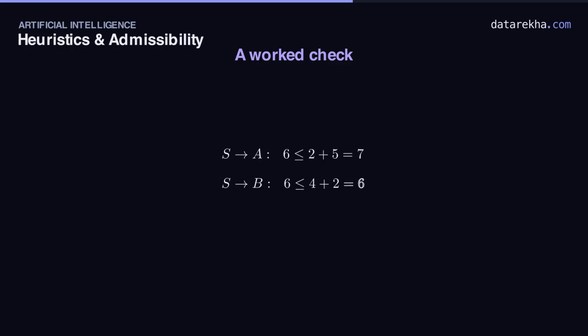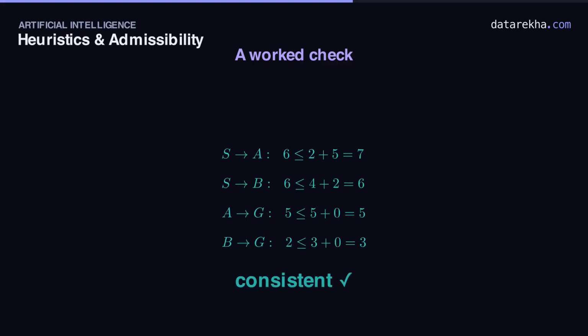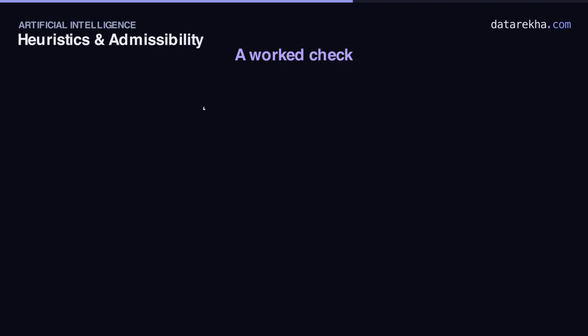Consistency is stricter. Test every edge: h of n at most the step cost plus h of n prime. S to A, 6 at most 2 plus 5, 7. S to B, 6 at most 4 plus 2, 6, tight, but it holds. A to G, 5 at most 5. B to G, 2 at most 3. All four hold. So this heuristic is not only admissible, it is fully consistent. The best kind. And watch how that heuristic steers the search.